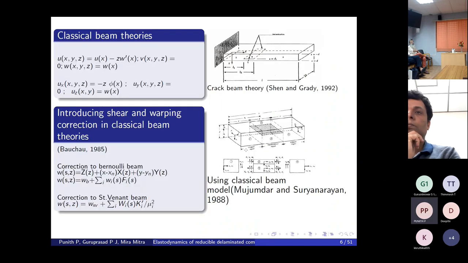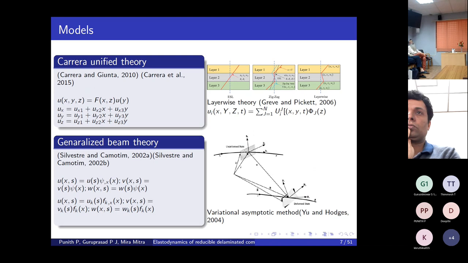As we all know, there are numerous beam theories that already exist in the literature, like the classical beam theories, and also some other beam theories which introduce shear correction in the model to effectively capture the shear, bending and the torsion of the beams. And there have been models such as the Carrera Unified Formulation and Generalized Beam Theory, where the displacements are more generalized in terms of polynomials, and the solution can be obtained by slowly increasing the polynomial degree and converging to a particular solution. But in this work, we have considered the variational asymptotic method, which I'll be explaining further.